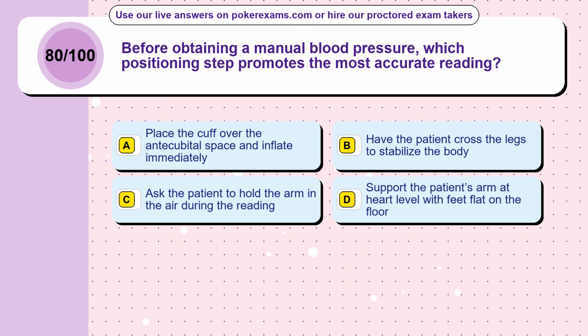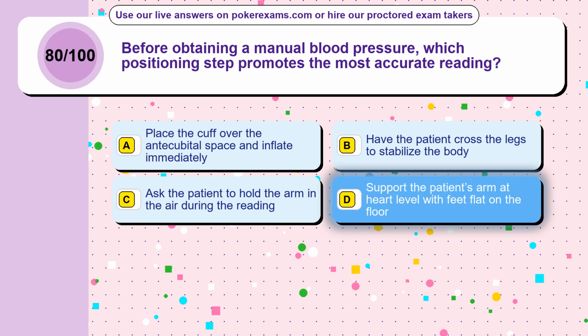Question 80. Before obtaining a manual blood pressure, which positioning step promotes the most accurate reading? Option A. Place the cuff over the antecubital space and inflate immediately. Option B. Have the patient cross the legs to stabilize the body. Option C. Ask the patient to hold the arm in the air during the reading. Option D. Support the patient's arm at heart level with feet flat on the floor.